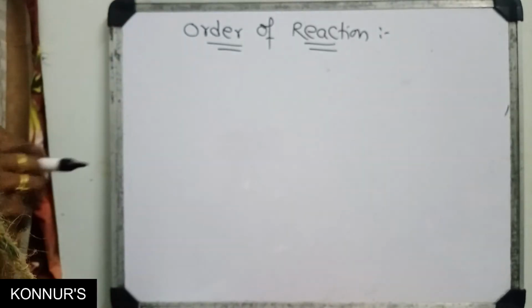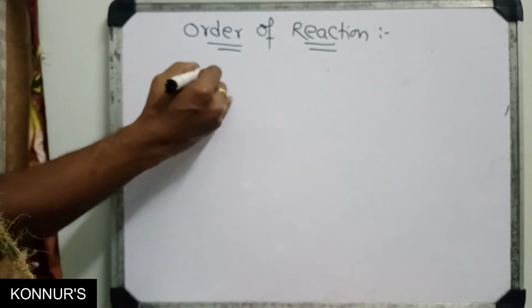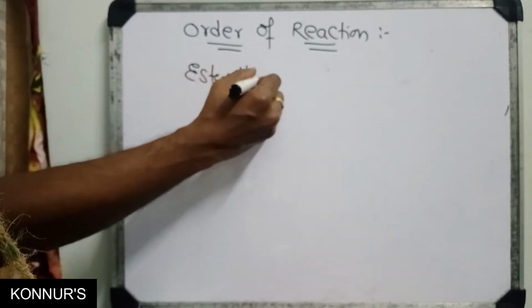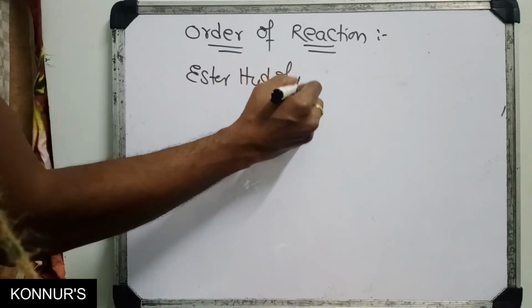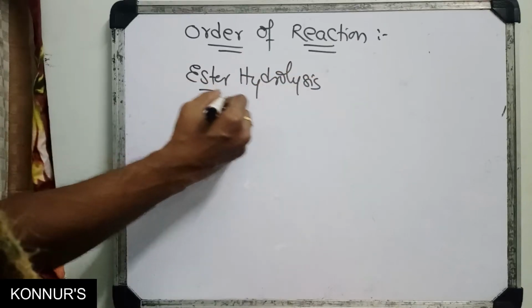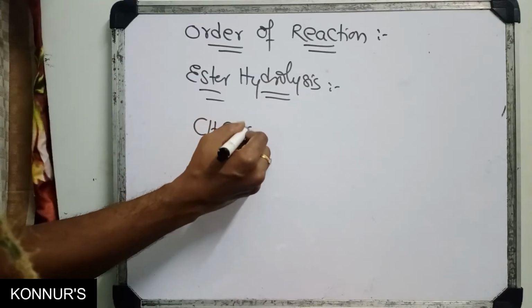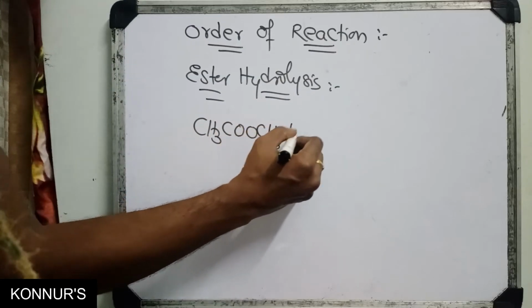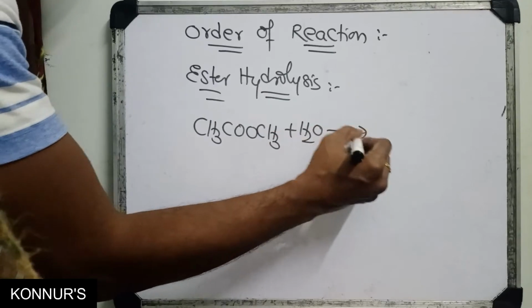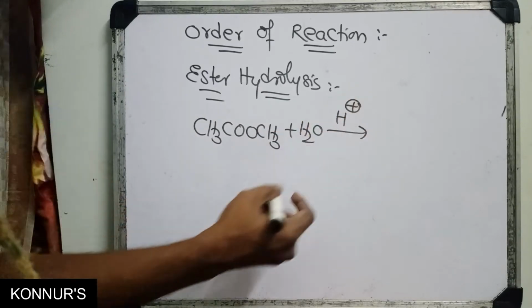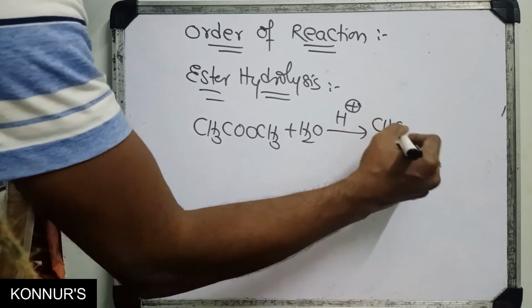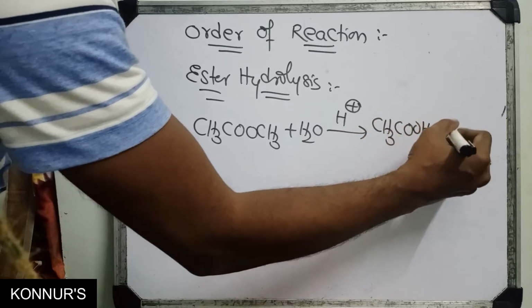See, already we have seen ester hydrolysis. So what is that? CH3COOCH3 plus water, in acidic medium, gives rise to acid plus alcohol.